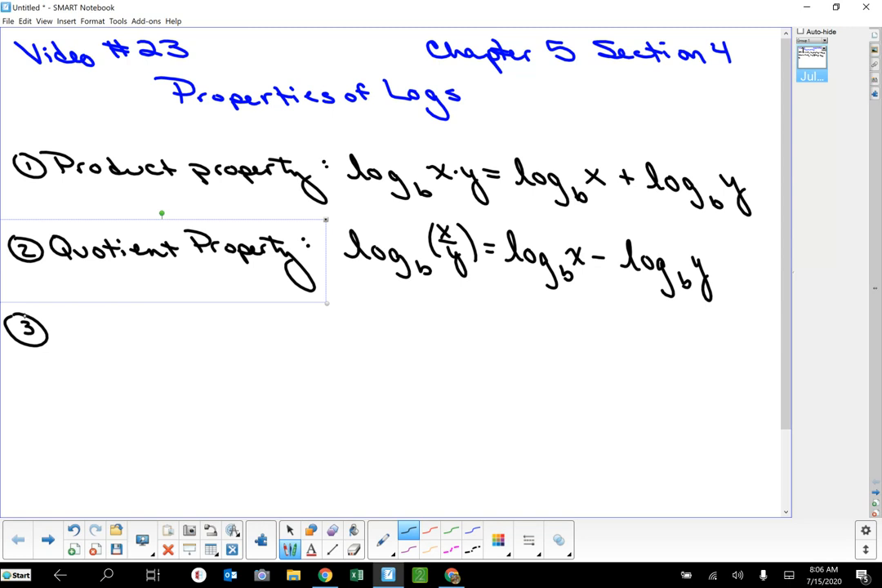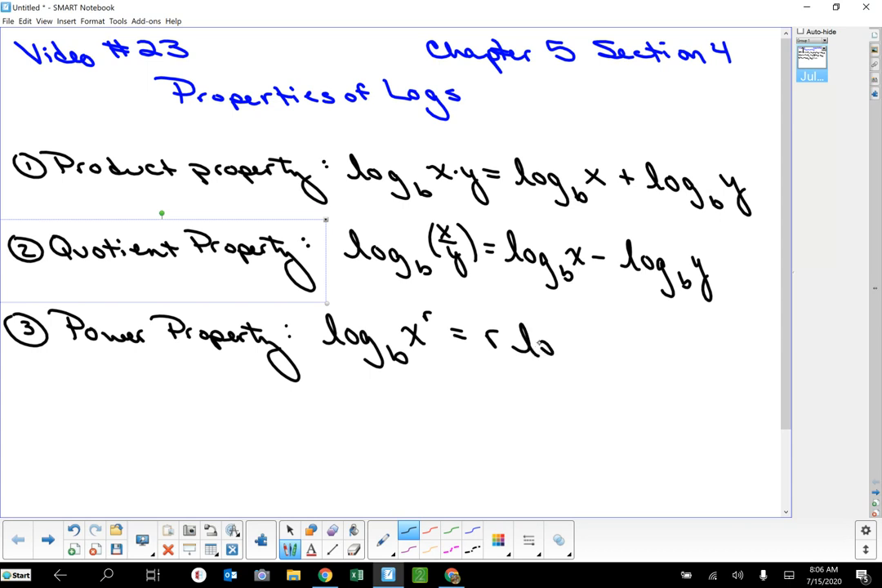And then 3 is the power property. That looks like log base b of x raised to the r power. So the r comes down out front and becomes a coefficient or a multiplier on the log. So it's r log base b of x.